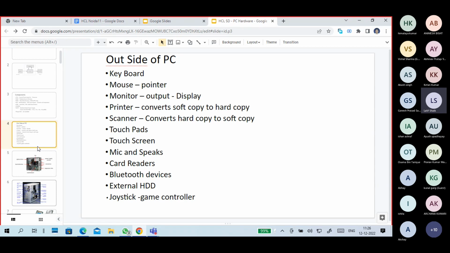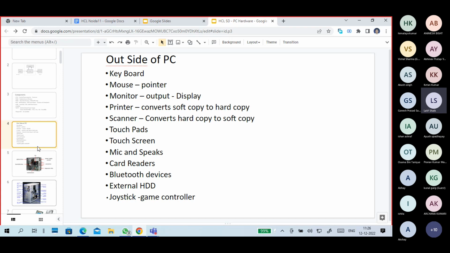Bluetooth devices. Nowadays, of course, we use Bluetooth headphones and Bluetooth TVs. We can transfer data, and for display, audio, and video purposes we are using Bluetooth devices. Bluetooth is also useful for transferring data.